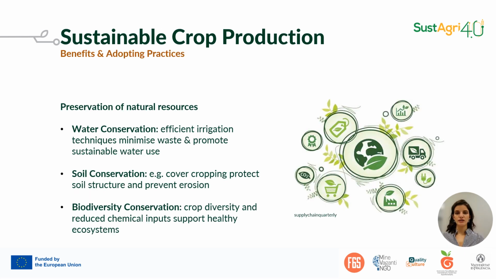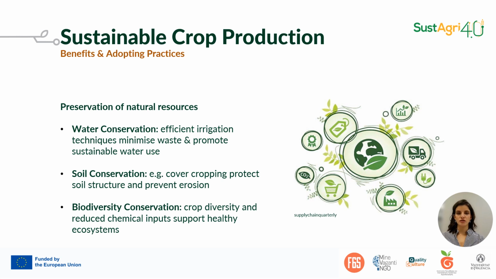Adopting sustainable practices offers many key advantages. Preservation of natural resources is a crucial component of sustainable crop production. Here are the key points on this principle. Water conservation. Efficient irrigation techniques like drip irrigation minimize water wastage, ensuring sustainable water use, especially in water-scarce regions.